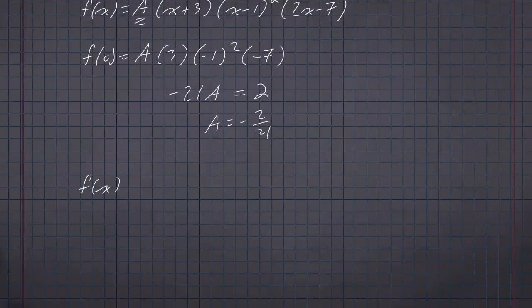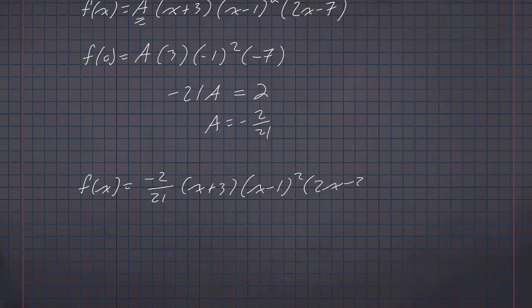And that introduces our fraction. f of x is -2 over 21 times x plus 3 times x minus 1 squared times 2x minus 7. Right? And with that, we've now written the equation of a polynomial. It's exactly the process of graphing a polynomial, but completely backwards.